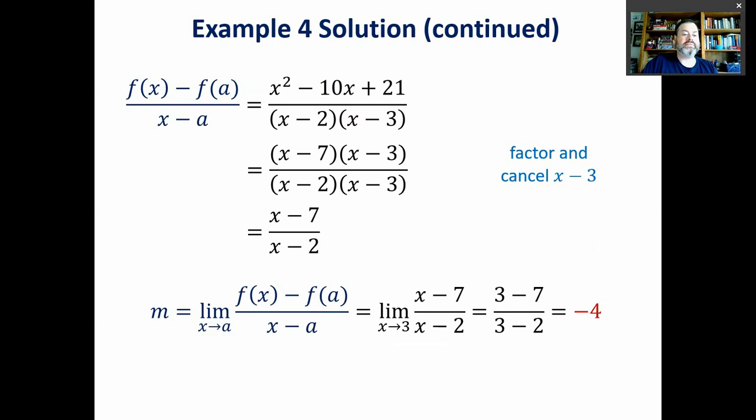So m, the limit of the slope of the secant lines, is the slope of the tangent line, which is the same as this expression, this simplified expression. Now that we're allowed to plug in 3, we plug 3 in here, you get negative 4. So, not too bad.